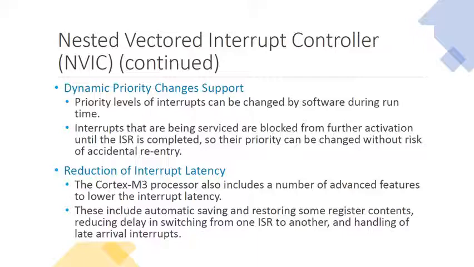Then reduction of interrupt latency. The Cortex M3 processor also includes a number of advanced features to lower the interrupt latency. Interrupt latency means providing service to the external interrupt or internal interrupt and switching back to the main program. So the time elapsed within that should be very short, so that the main program should not get halted for a longer interval of time. Okay, so this is very less in case of Cortex M3 processor.